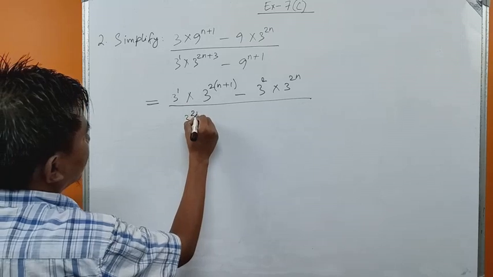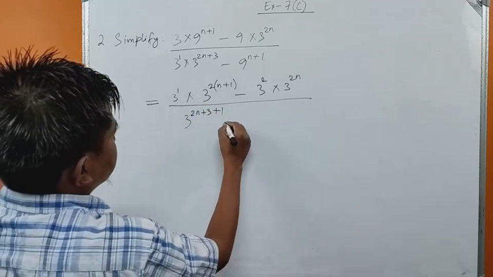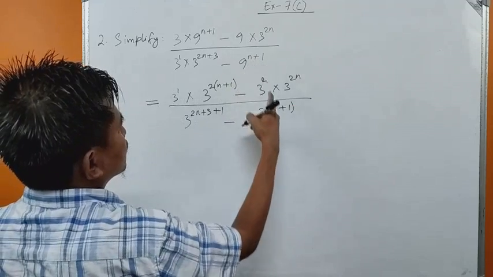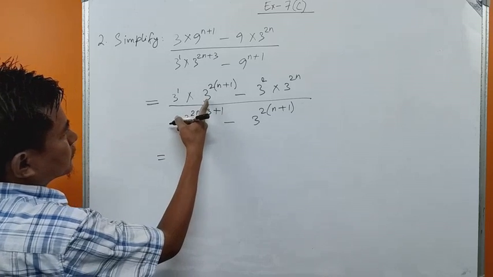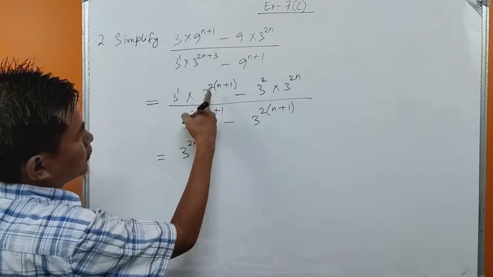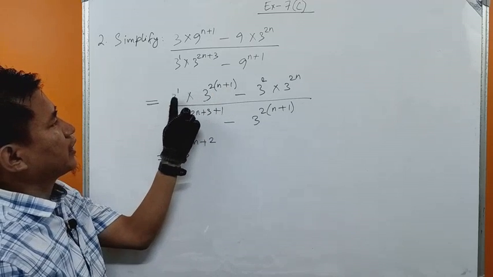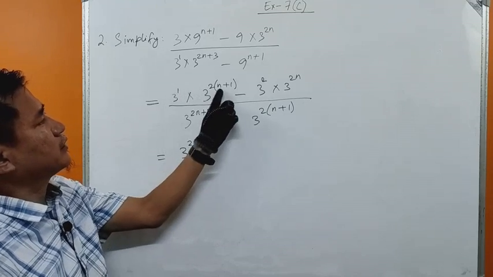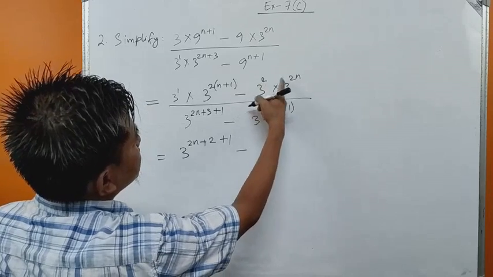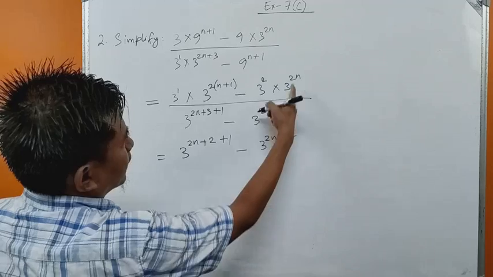So 3 to the power 2n plus 3 plus 1, this plus 1. Okay? Minus 9 means 3 squared to the power n plus 1. 3 squared is 9, so n plus 1 comes here as it is. So 3 to the power 2 into n, 2n, plus 2 into 1, 2. Now these 3 and these 3 are equal bases and they are being multiplied, so their powers should be added. This one and this, so plus 1. Minus, here same base 3 and 3 and they are being multiplied, so we must add up the powers. 3 to the power 2n plus 2.